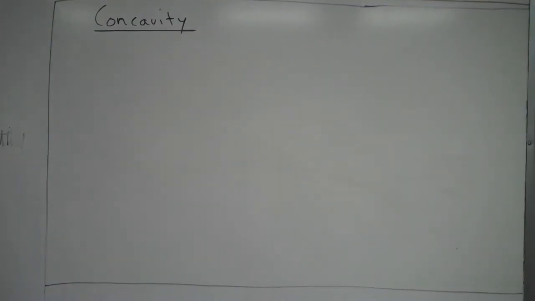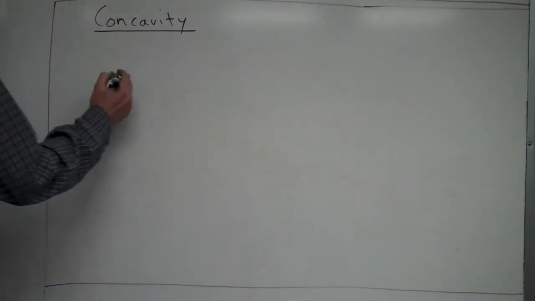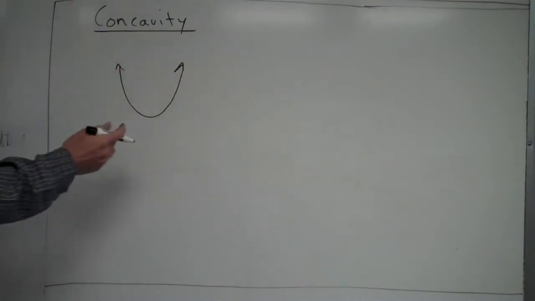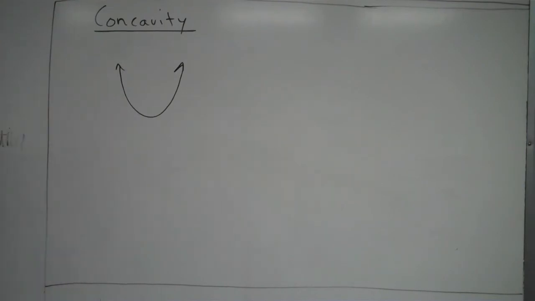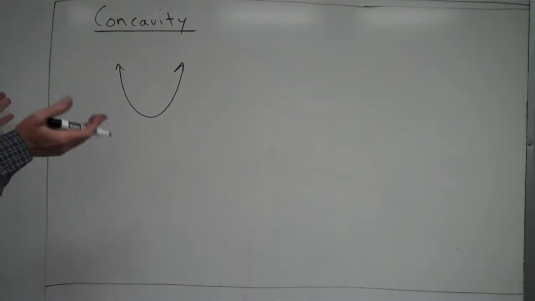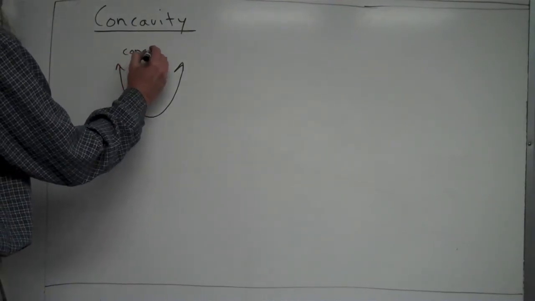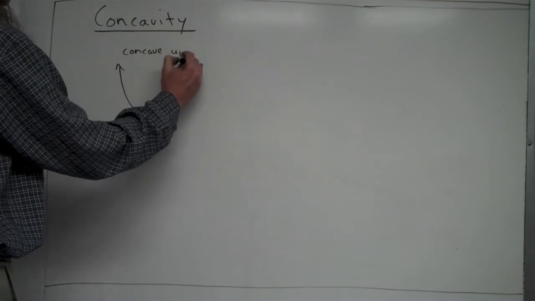Alright, we're going to go ahead and talk about concavity right now. It's a property that a graph has. So just real quick in general, let me just draw something like this. This is an example of a graph that is concave up. And this graph happens to be concave up everywhere. And concave up kind of means upward facing. Okay? So again, this right here would be concave up.